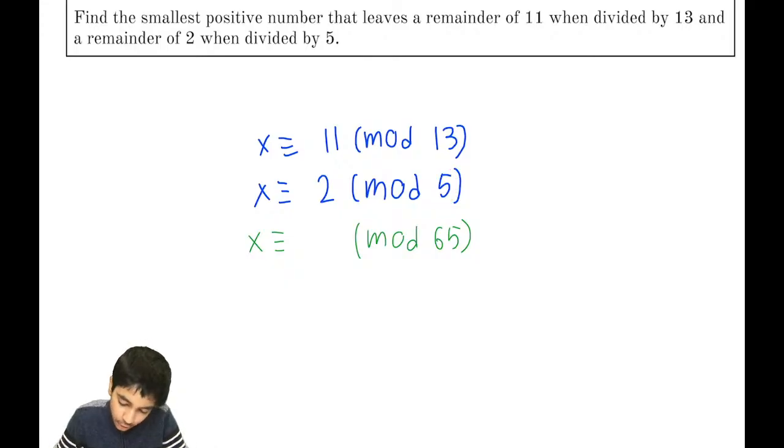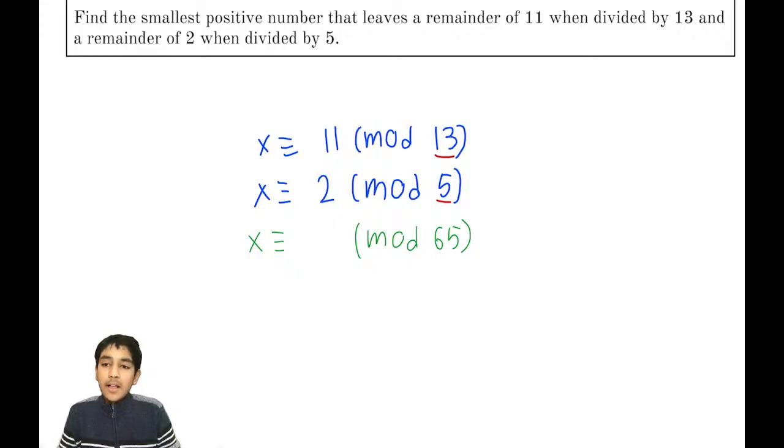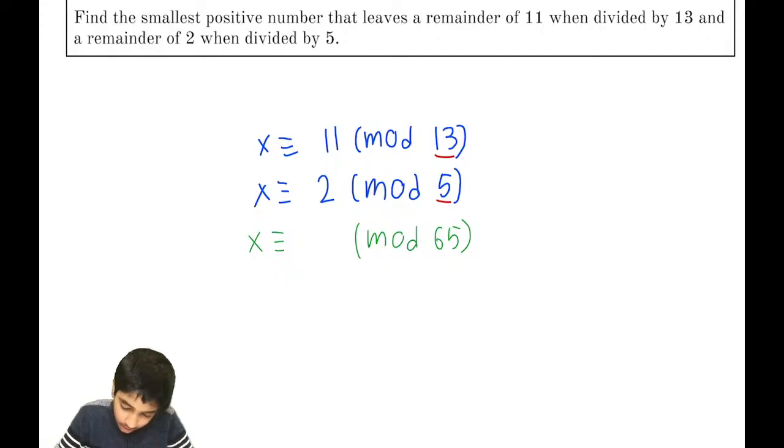So basically, if our two bases are relatively prime, then we know it's going to be congruent mod 65. Because if 13 and 5 are relatively prime, then by the Chinese remainder theorem, it's going to be mod 65. So from here, what do we see? Well, we can see that there's a unique solution modulo 65. So how can we find a solution?